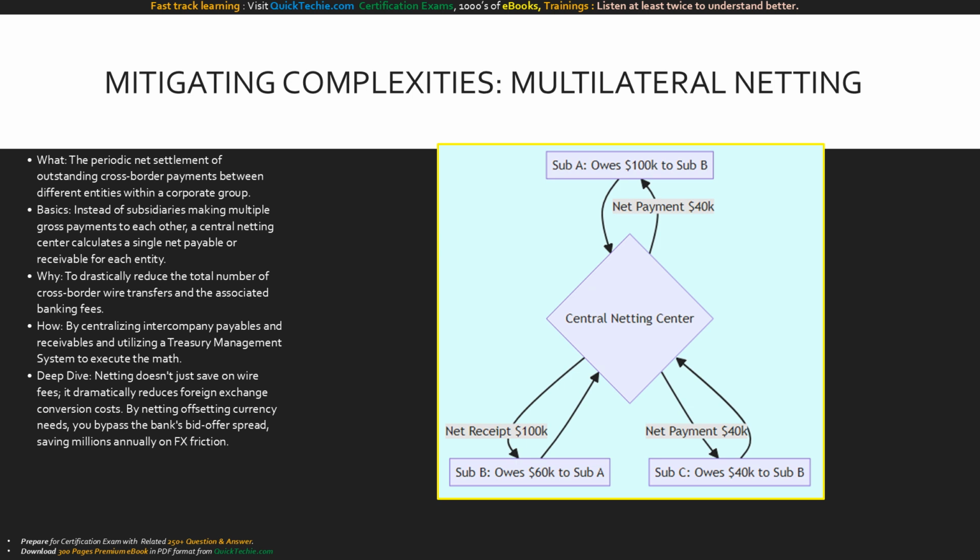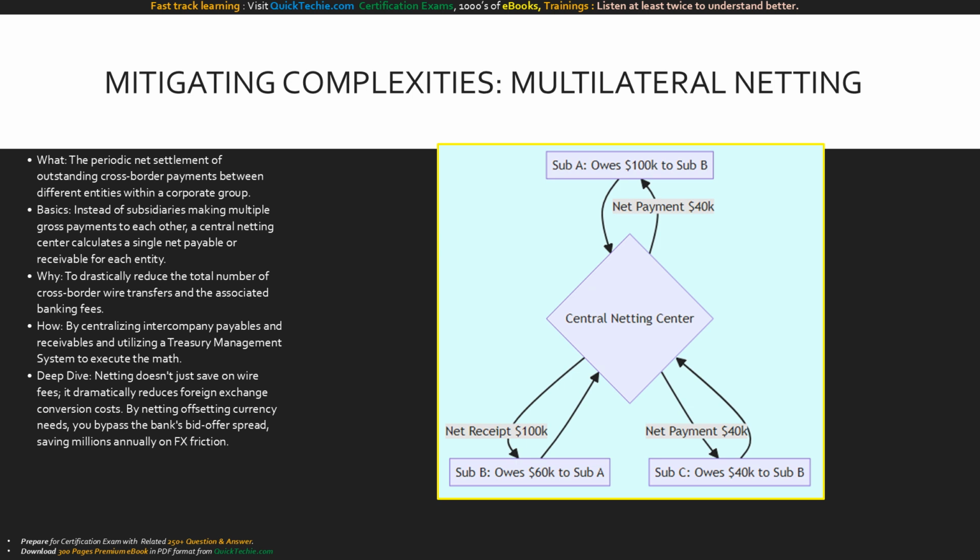What is it? It is the periodic net settlement of outstanding cross-border payments between your own corporate subsidiaries. The basics are simple. Instead of 50 subsidiaries paying each other back and forth, a central netting center calculates a single net payable or receivable for each. Why do we do this? To drastically slash the sheer volume of cross-border wire transfers and their expensive banking fees. How is it executed? By routing all intercompany invoices into your treasury management system, which performs the offsetting math.